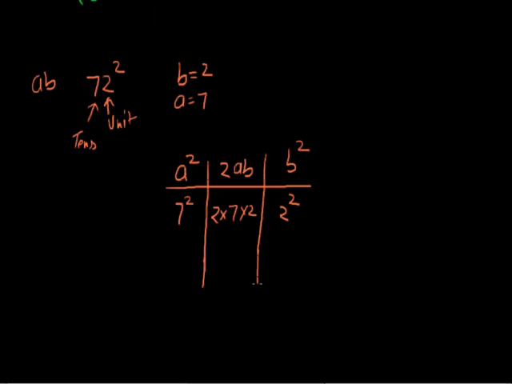Now we solve these values. 7 square, we know, is 49. 2 into 7 is 14, 14 into 2 is 28. 2 square is 4. Now we underline all the unit digits. In the third column the unit digit is 4, and nothing is carried forward because no digits remain. In the second column we underline the unit digit, that is 8, and carry forward 2 to the next column. We add 49 plus 2, that is 51, and we underline all the digits in the first column, so we underline 51.